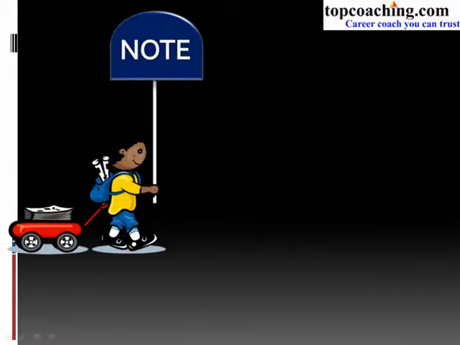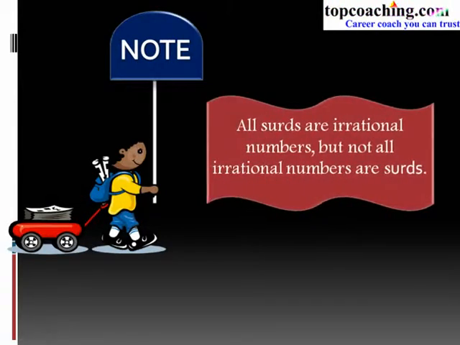Now there's a very important thing to note. All surds are irrational numbers, but not all irrational numbers are surds. So all the surds belong to the set of irrational numbers, but all the irrational numbers are not surds. There can be some irrational numbers which are not surds. So the set of surds is a subset of the set containing all the irrational numbers.